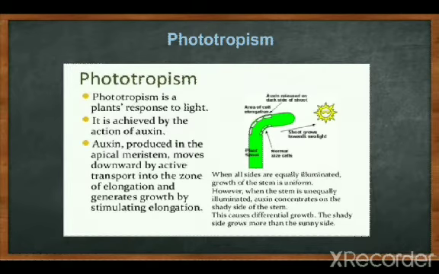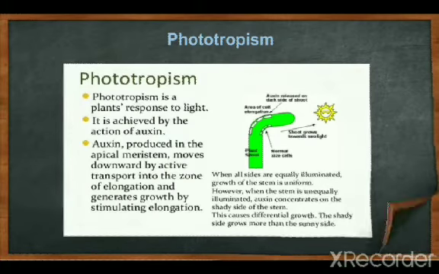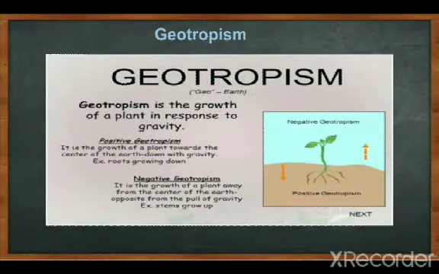Okay, so in this case, the shoot, it means the shoot system, the tip of the shoot will give a positive response towards the light, phototropism, and the root will give a negative tropism. Okay, now the second one is geotropism.